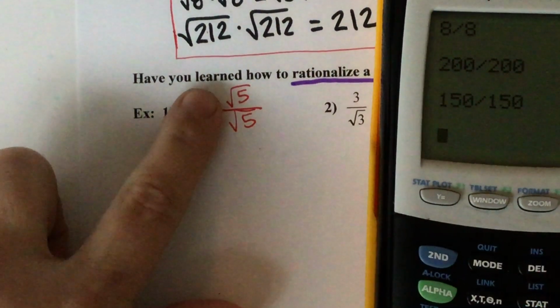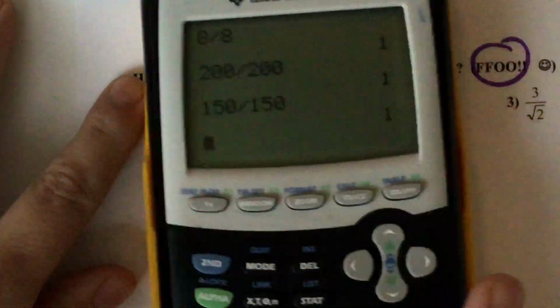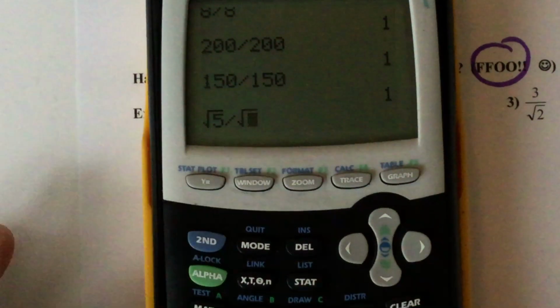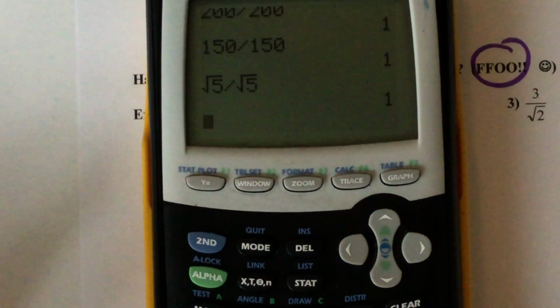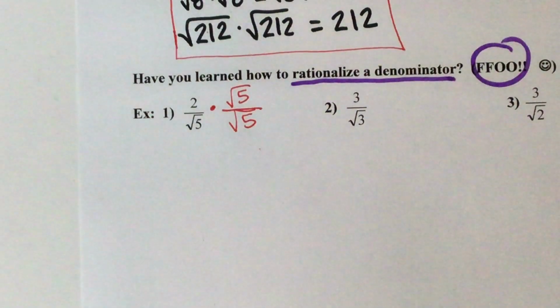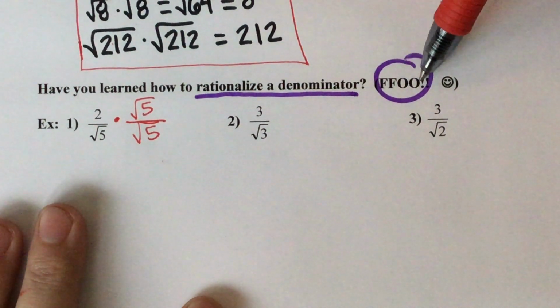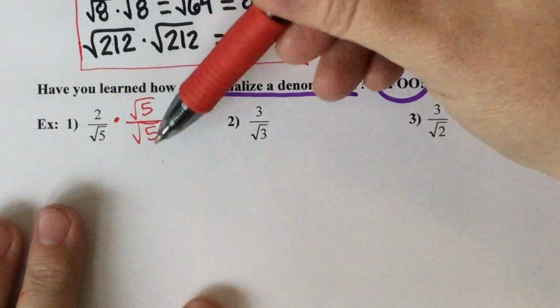Well, let me try this guy. Square root of 5 divided by square root of 5. 1. But it's a weird way of writing a 1, so that's why I call it my fancy form of 1. Foo-foo!